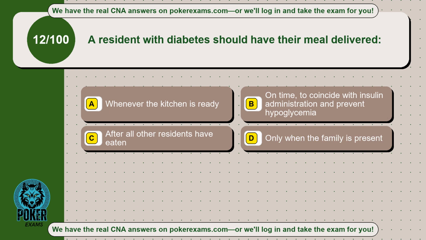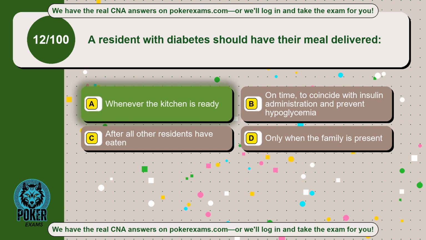Question 12. A resident with diabetes should have their meal delivered. Option A, whenever the kitchen is ready. Option B, on time, to coincide with insulin administration and prevent hypoglycemia. Option C, after all other residents have eaten. Option D, only when the family is present.